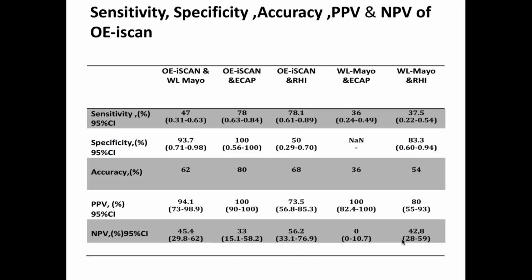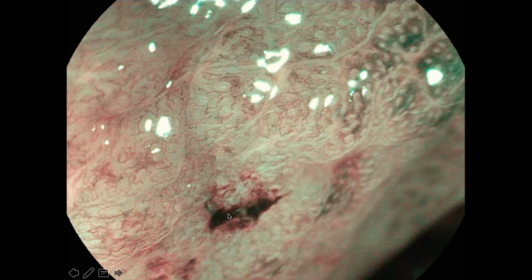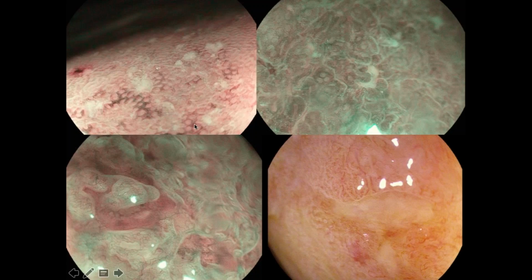And we have also demonstrated a good accuracy of the optical enhancement to detect abnormalities, especially with ECAP. And now I show you some examples. So I show you what you can see with this new optical enhancement. You can see the opening of the crypts. You can see dilated vessels around it. You can see the intraluminal bleeding. You can see the small erosion, the crypt necrosis, and the ulcers.